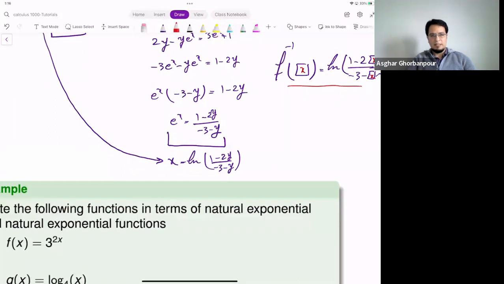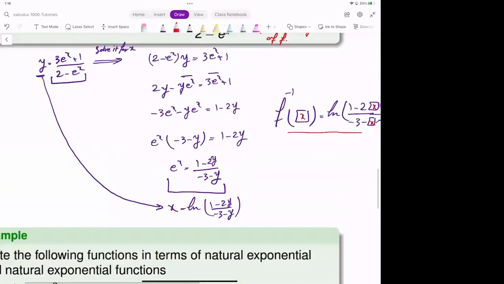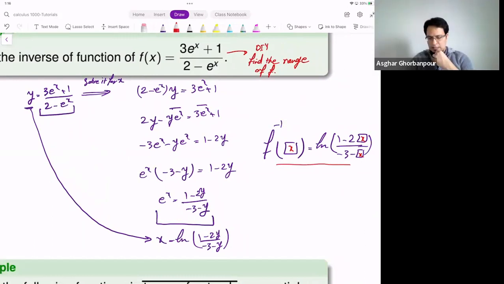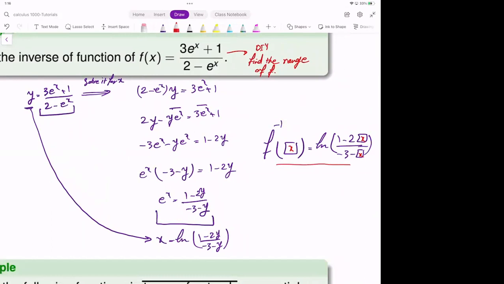Adam, yes, please. Hello, Professor. I just had a question. Could it be possible, in the second line where it's 2y minus ye^x equals 3e^x plus 1, to do 3e^x plus ye^x equals 2y minus 1 instead? So as to deal less with the negatives?